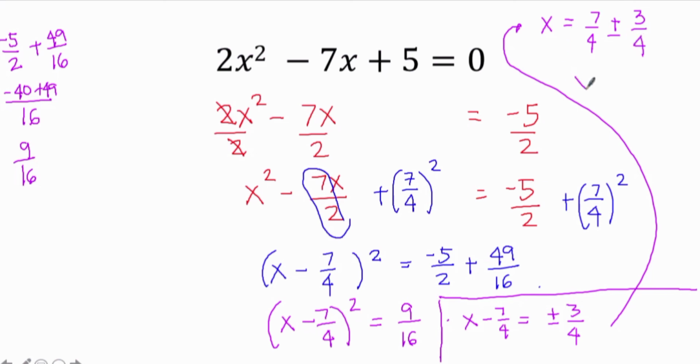And simplifying this, if you take the plus sign, you have 7 plus 3 is 10 over 4. Or, if you take the minus sign, 7 minus 3 is 4 over 4. Or 1. So our roots are x equals 5 over 2. The lowest term of 10 over 4 is 5 halves. And x equals 1. So these are our two roots for this equation.